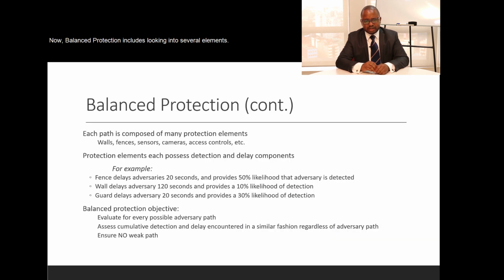Now, balanced protection includes looking into several elements. Could be physical in terms of walls, the cameras, the access controls. Balanced protection also requires that we look at the kind of delays that these physical elements provide. And finally, balanced protection gives us the objective that we ensure that there is no weak path that can be used by the adversary to access our critical asset.